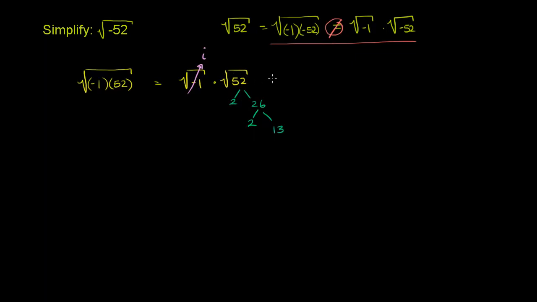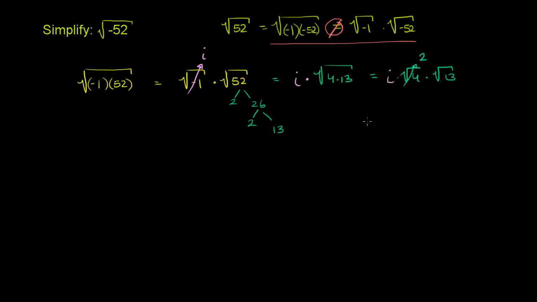So we can rewrite this as equal to, well, we have our i now. The principal square root of negative 1 is i. The other square root of negative 1 is negative i. But the principal square root of negative 1 is i. And then we're going to multiply that times the square root of 4 times 13. This is going to be equal to i times the principal square root of 4 times the principal square root of 13. The principal square root of 4 is 2.